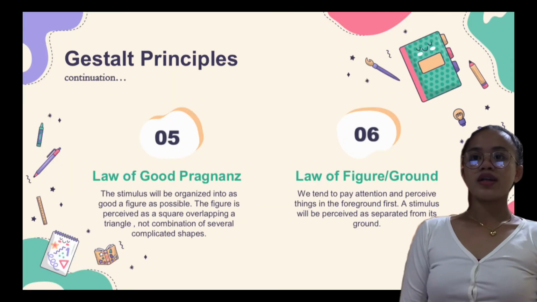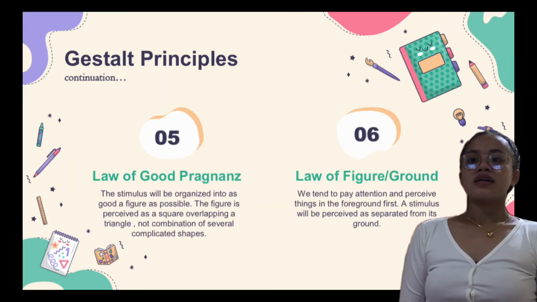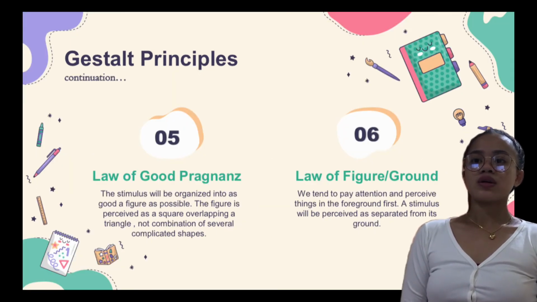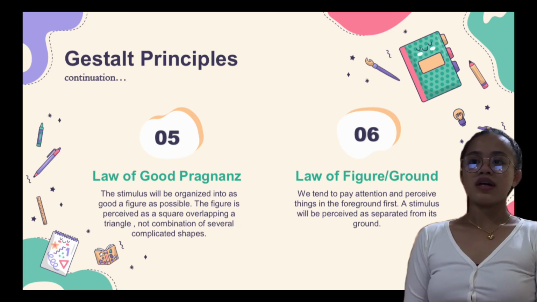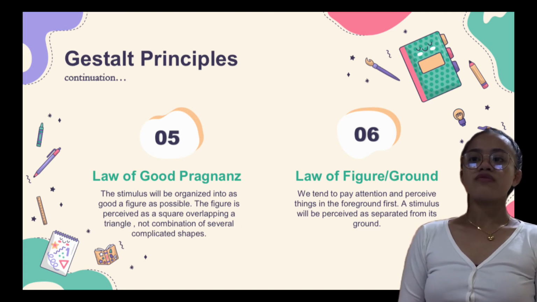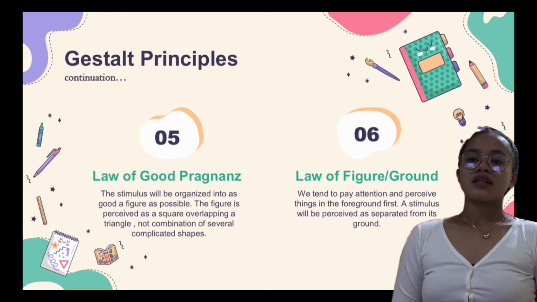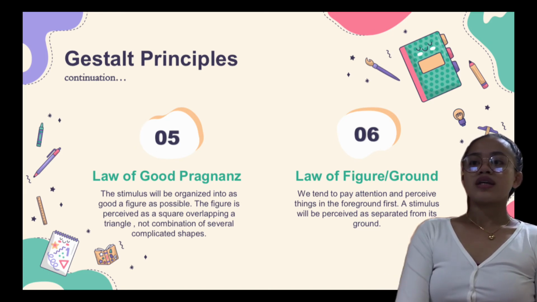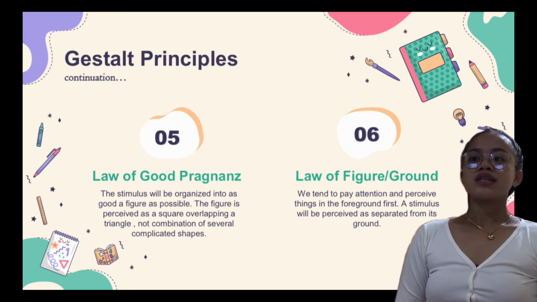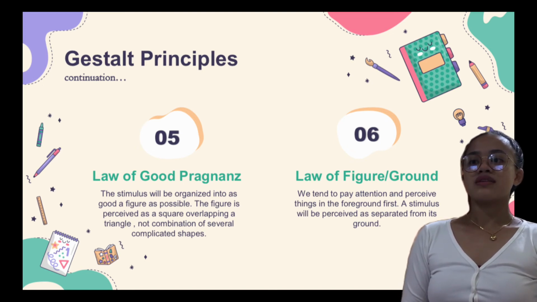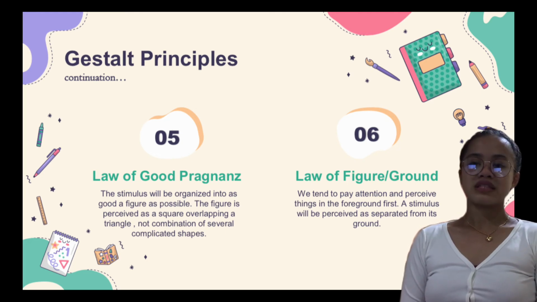So the fifth one is the law of good pragnanz. The stimulus will be organized into as good a figure as possible. The figure is perceived as a square overlapping a triangle, not a combination of several complicated shapes. And the last one is the law of figure and ground. We tend to pay attention to and perceive things in the foreground first. A stimulus will be perceived as separated from its ground.